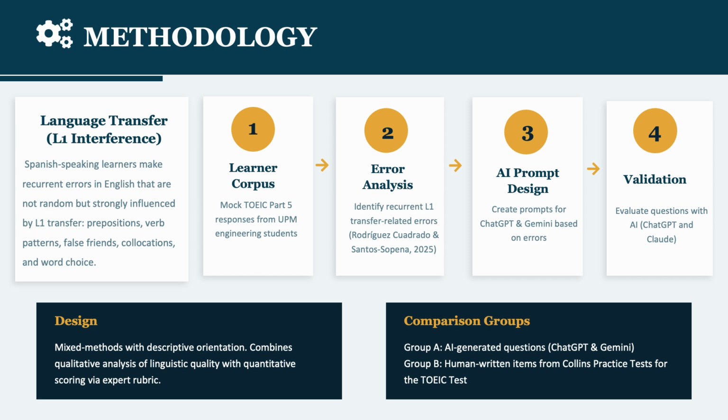We also set up 2 comparison groups. Group A, the AI-generated questions, and Group B, human-written items taken from the Collins practice test for the TOEIC test, which is the reference book we used for this research.